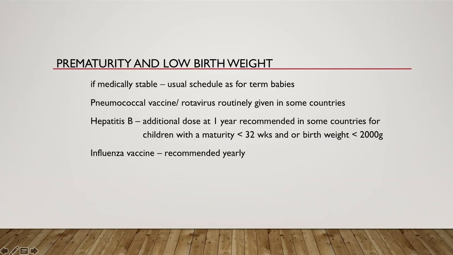Hepatitis B, in some countries, an additional dose at 1 year is recommended, especially if the child is less than 32 weeks and having a birth weight less than 2000 grams, sorry. In some countries, for premature and low birth weight babies, influenza is recommended yearly.